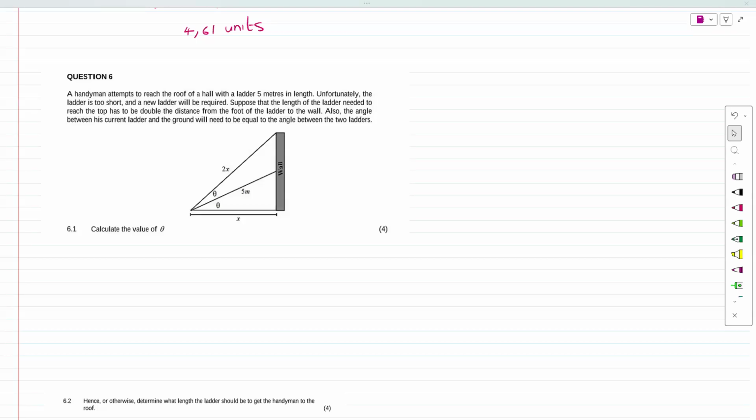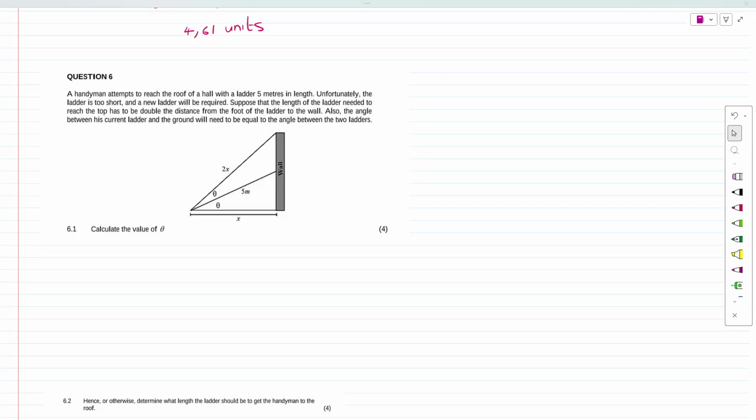Okay, so a handyman attempts to reach the roof of a hall with a ladder of 5 meters in length. Unfortunately, the ladder is too short. Now, guys, we did this exact question. To be honest, if you look at it, it's the exact question that we did before. And I put it here. It could be practice, but I think we're going to skip this.